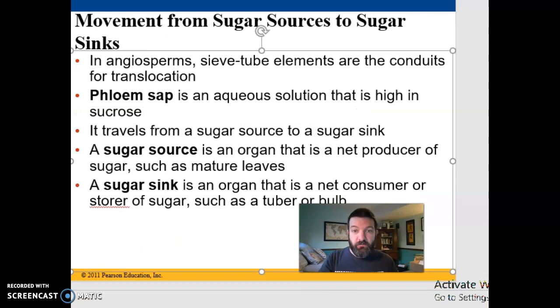Phloem sap is very different from xylem sap. It is really, really high in sucrose. So think about like your maple sap that you make syrup out of. And it tends to travel from a sugar source where you make the sugar or where you stored it to a sugar sink where you're going to use that sugar or possibly store it.